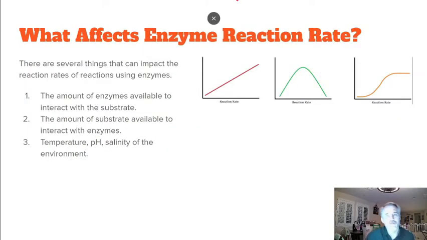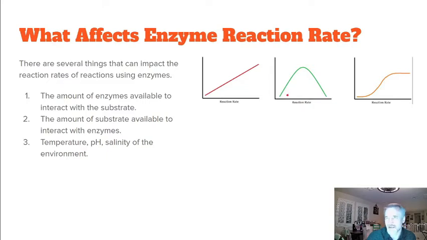So what can affect enzyme rate? We already looked at temperature, right? As temperature went up, and that would be this middle graph here, we'd hit this optimal temperature, and then if it got higher than that optimal temperature, the reaction rate would decrease as well. So that's one thing that can affect reaction rate, right?